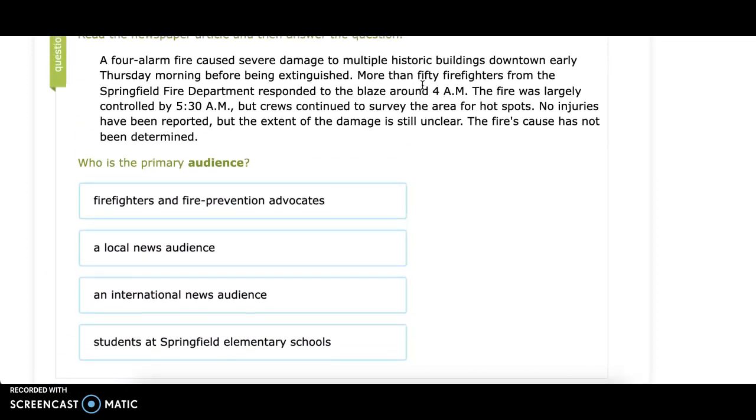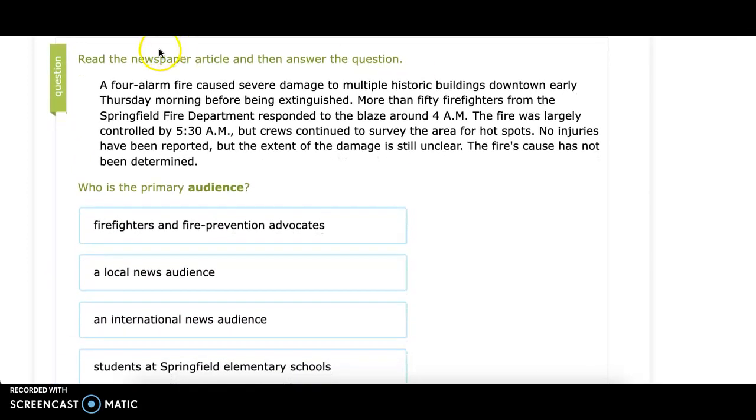So let's check out this example. We're told that this is a newspaper article, which already gets us thinking about a specific text genre and what that newspaper genre is typically for. Now let's also combine that initial observation with any observations about the text's diction, tone, style, etc. A 4-alarm fire caused severe damage to multiple historic buildings downtown early Thursday morning before being extinguished.